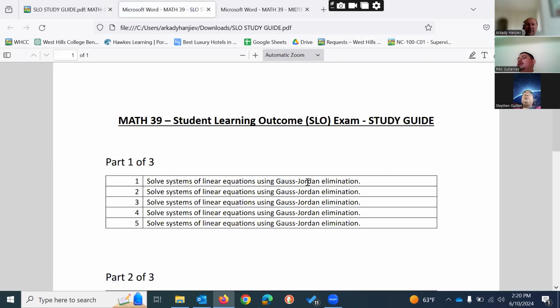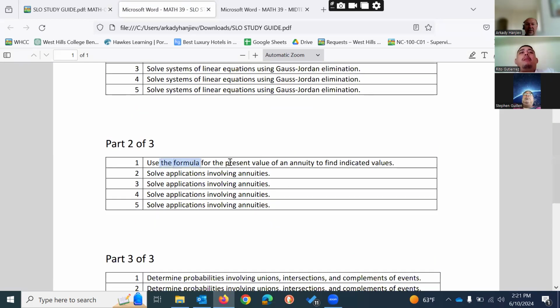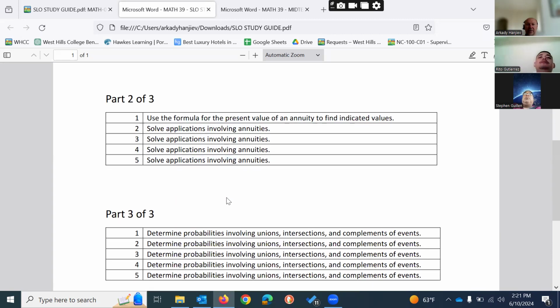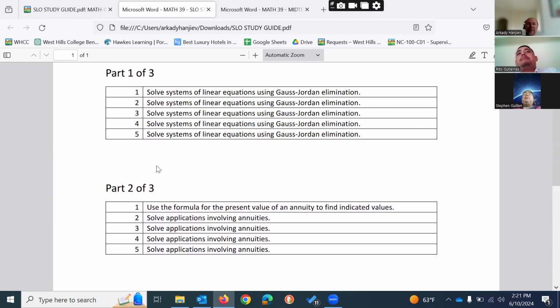Go through each piece. There are 3 different parts to the exam. I don't tell you there's going to be 5 problems. It's just going to say solve the systems using Gauss-Jordan elimination, which you will see as you do the homework. You'll see those right there. This one deals with annuities, which is the next chapter, chapter 2, the finance section. And then this is going to deal with the logic section in the book. So for each one of those, notice it's only 15 questions, and there are 5 of each type on the test.